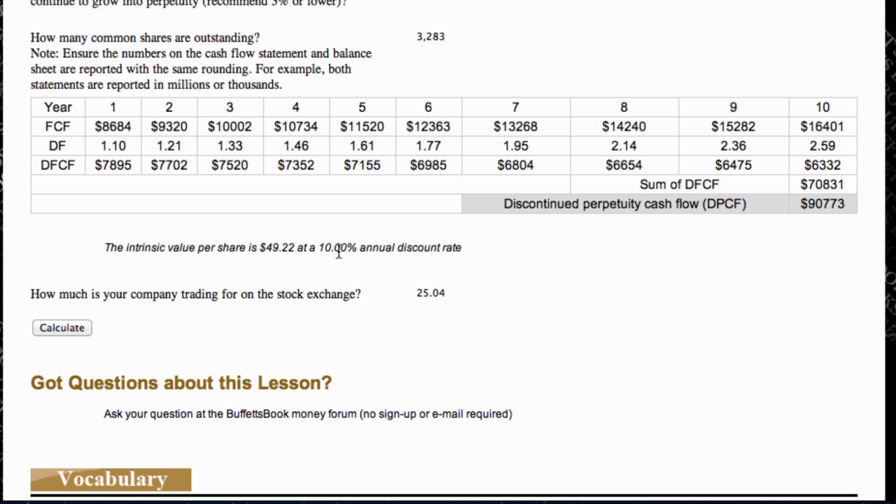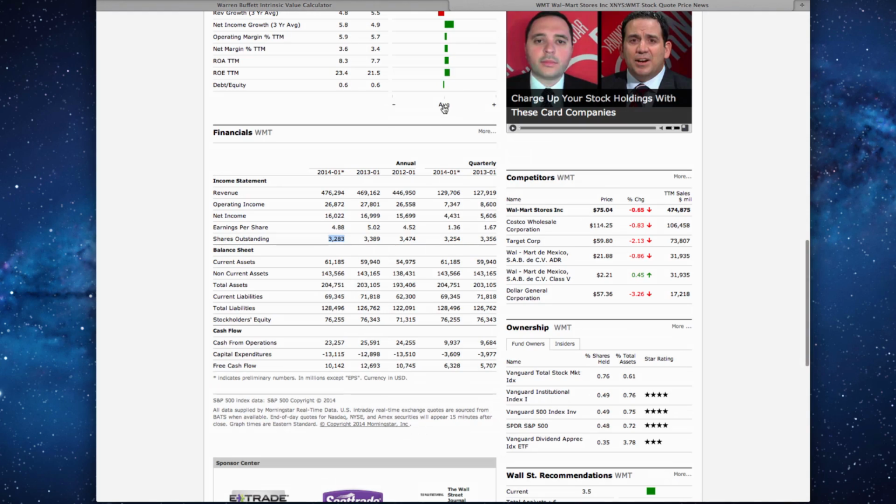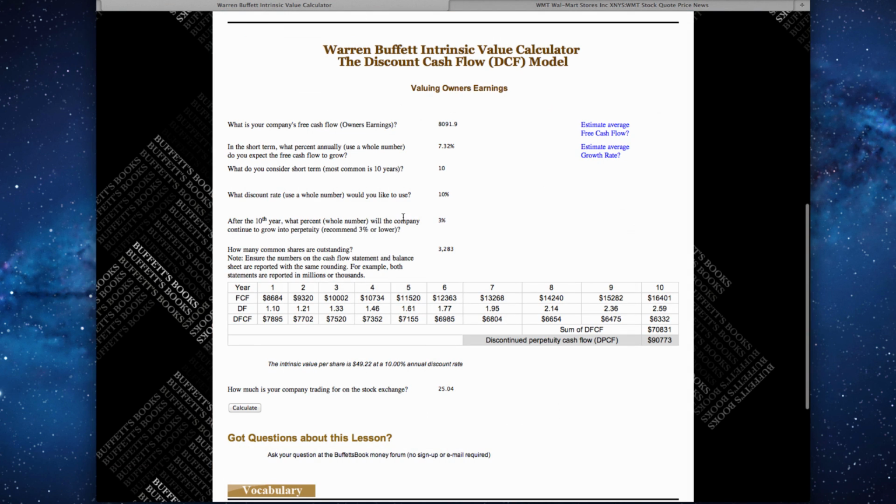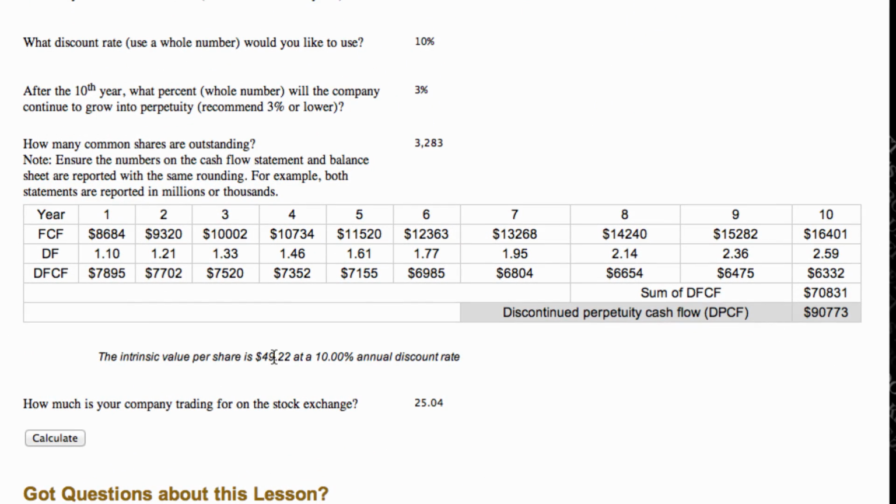Okay, so when we go back to the Walmart page, what's Walmart currently trading for? If we go to the top, you can see Walmart's trading for $75.02. Well, that's not what our intrinsic value is saying. Intrinsic value is saying that at $50 or $49, we can get a 10% return. So that makes you wonder, what kind of return would I get at $75, which is much higher than the intrinsic value that this calculator is saying?